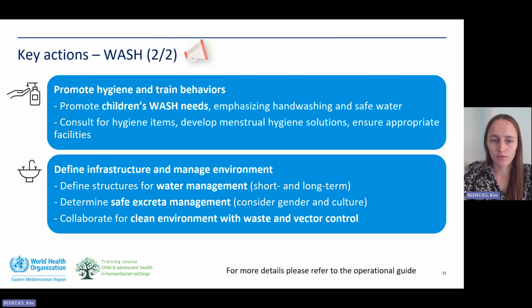Then the last one is define an infrastructure and manage the environment. Define structures for water management that are sustainable short and long term. Determine safe excreta management, considering gender and culture of the area that you're working in, and collaborate for a clean environment with waste and vector control.